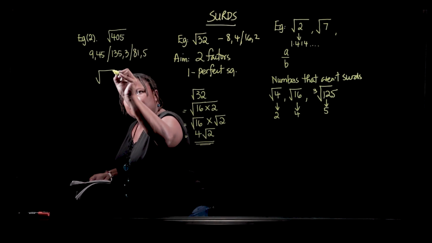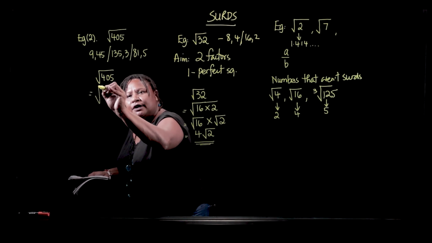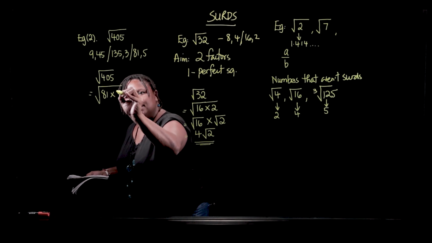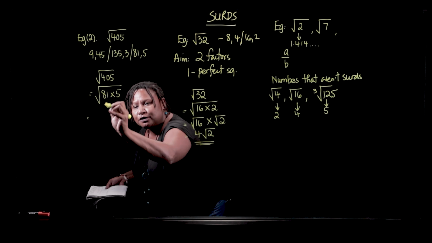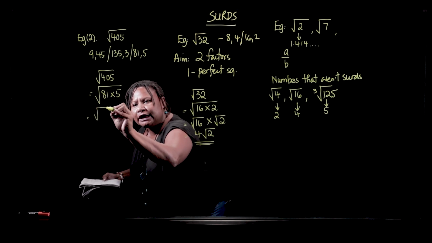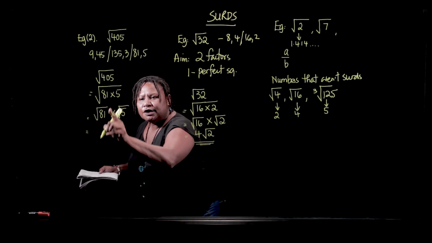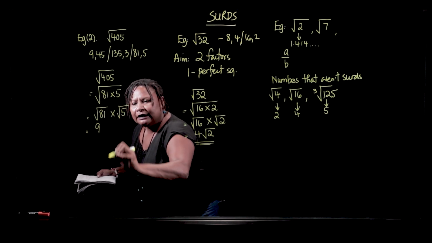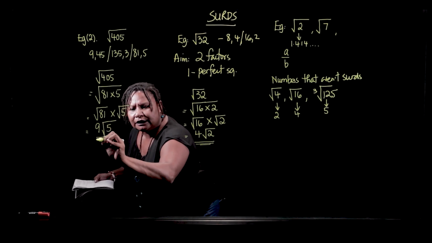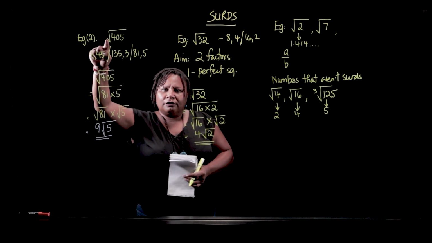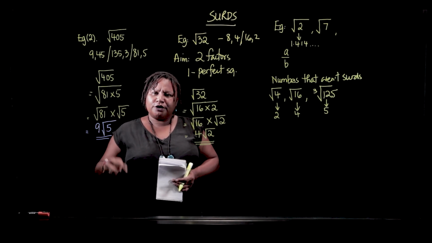So root of 405 is equal to 81 times 5 under the root sign. Okay, then we break it up into two separate roots. So root 81 times root 5 is equal to square root of 81 is 9, multiplied by root 5. Okay, so we have reduced square root of 405 to its simplest terms, which is 9 root 5.